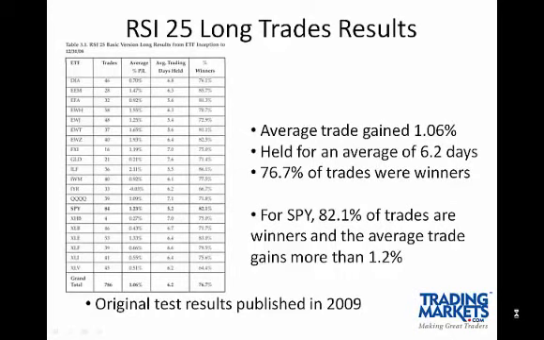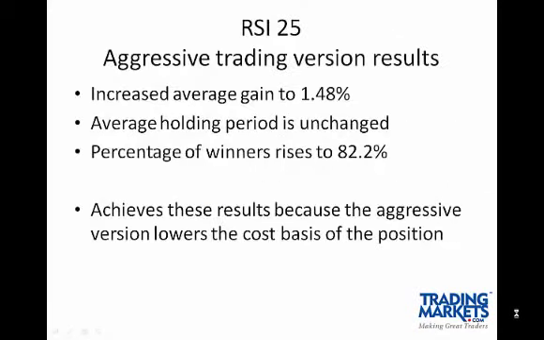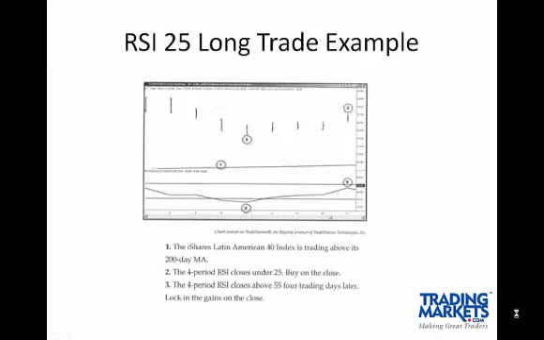Here's the original trade results that were first published in 2009, and subsequent test results confirm the strategy still is effective in the current market. On average, these trades gained a little more than 1% and were held for an average of 6.2 trading days. More than 3/4 of the trades were winners. Using the aggressive version of the trading strategy, more than 82% of the trades were winners. And this version also increased the average gain to nearly 1.5%.